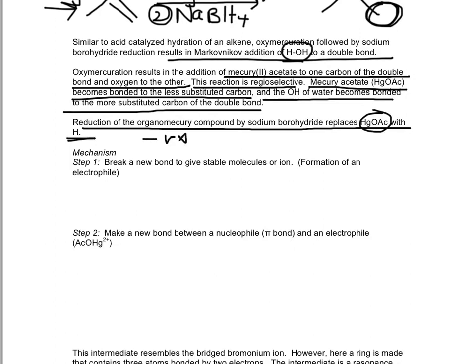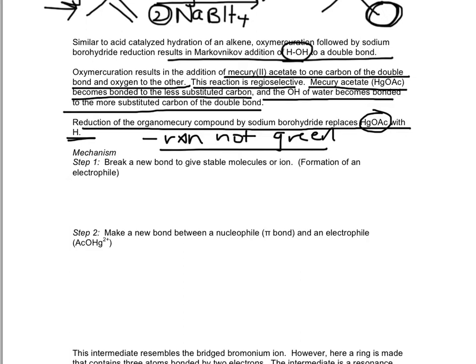This reaction is not green. When you do the acid catalyzed hydration, it's a much more green reaction because you only need a catalytic amount of acid, and you're doing the reaction in water. Here, we do have water, but we're using mercury acetate and then sodium borohydride.